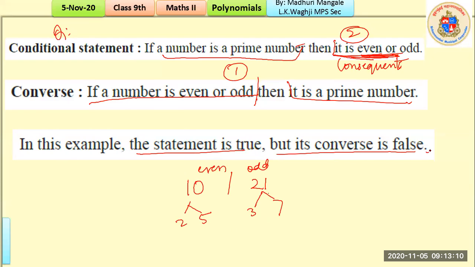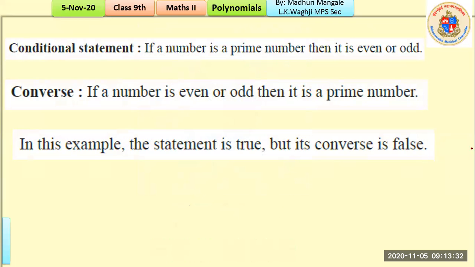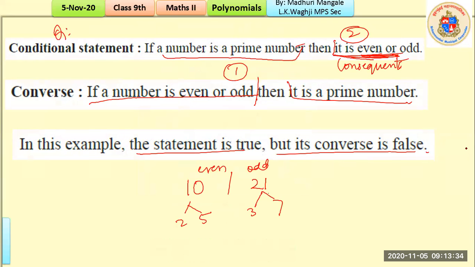So this is a very important point. Remember this, that if a statement is true, it is not necessary that the converse will also be always true. It can be false also. Right? With that, now we will move to the board and we will be doing some problems from practice set 1.3.